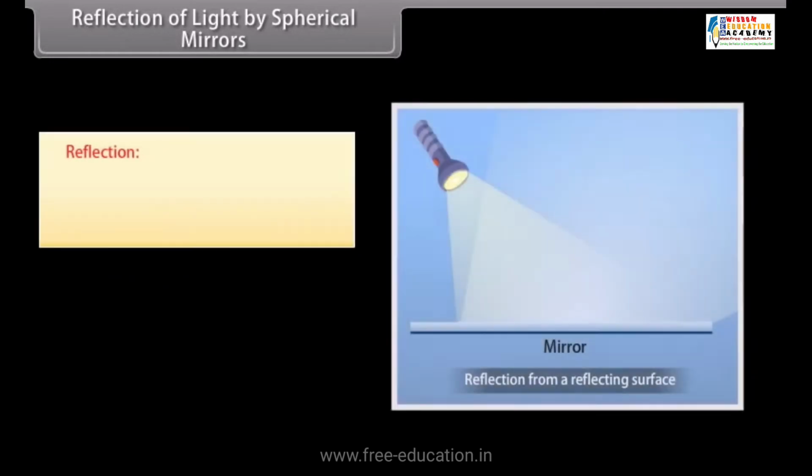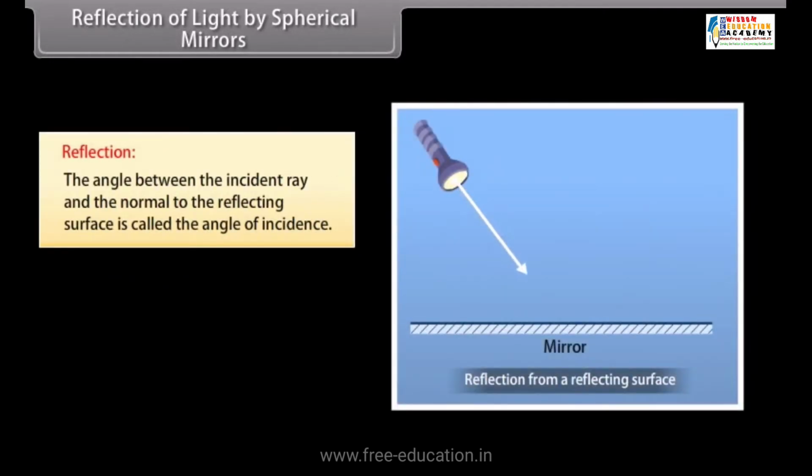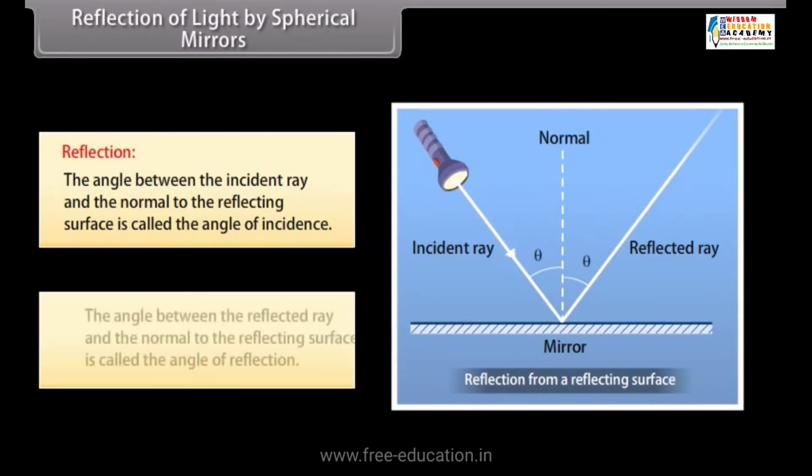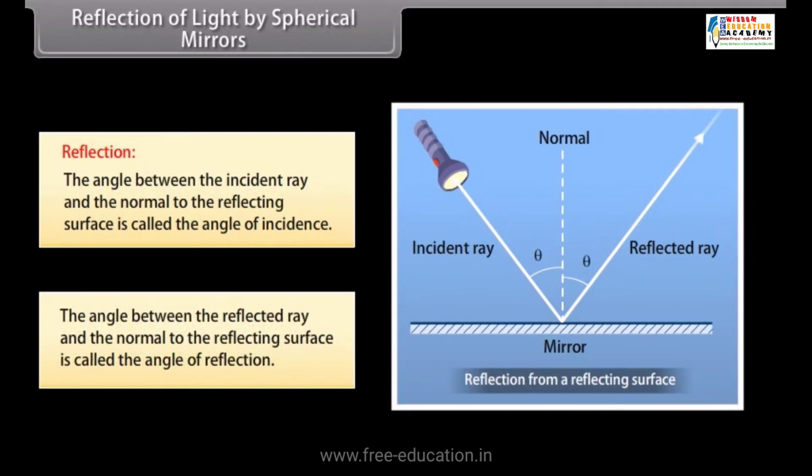Reflection of light by spherical mirrors. Reflection. The angle between the incident ray and the normal to the reflecting surface is called the angle of incidence. The angle between the reflected ray and the normal to the reflecting surface is called the angle of reflection.